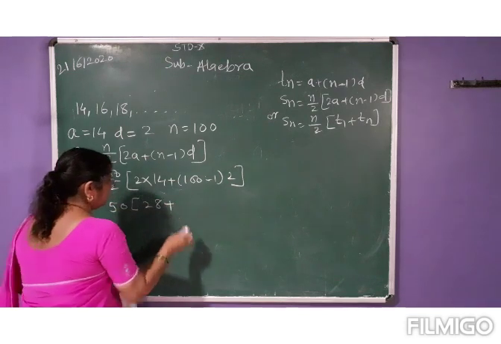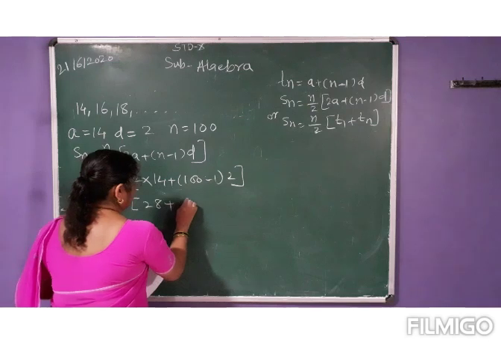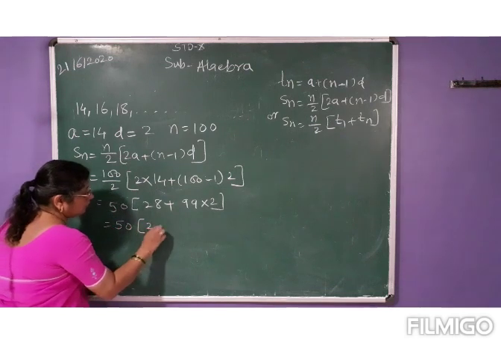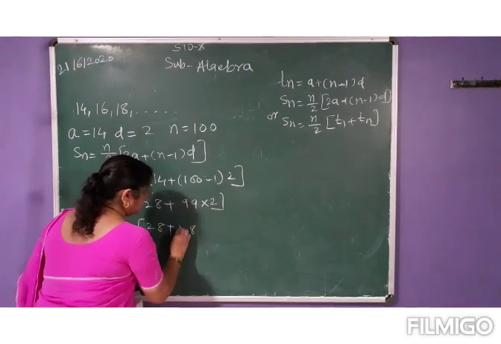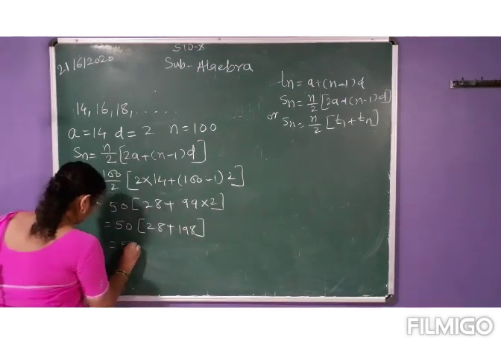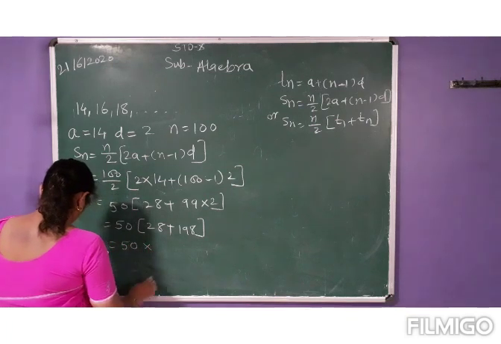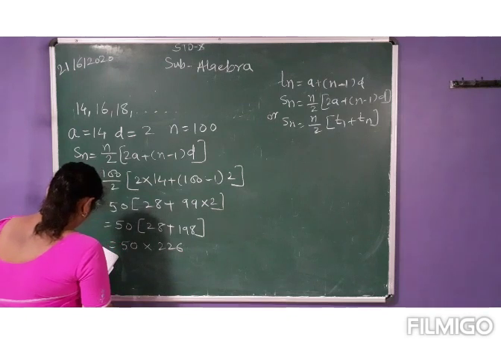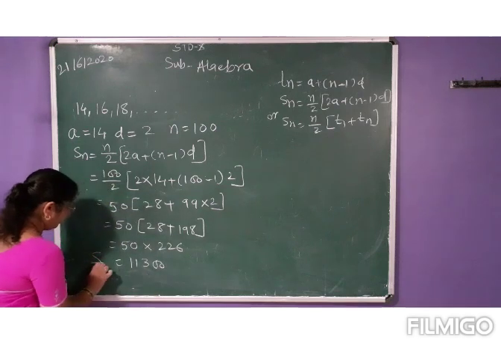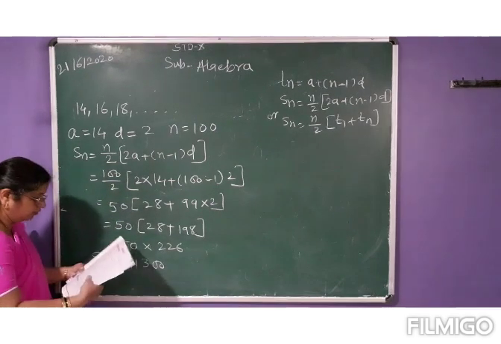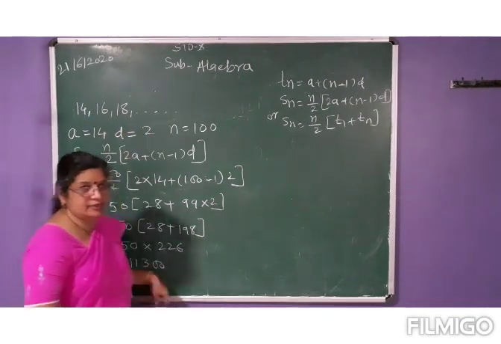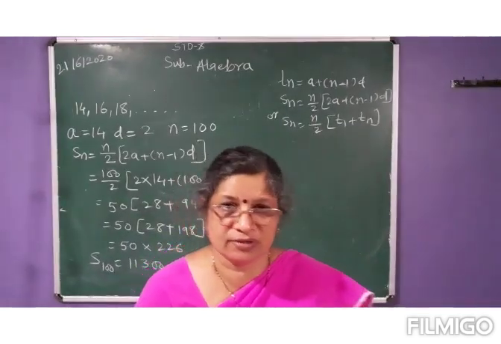So this I will get here as 50 into [28 plus 99 into 2], correct? Now if you multiply 99 into 2, what will you get? 198. So 50 into, what answer will you get here? 226. If you multiply this, your answer will be 11,300. So S100, the sum of first 100 terms of the given AP, is 11,300. Understood this? How to use the formula?